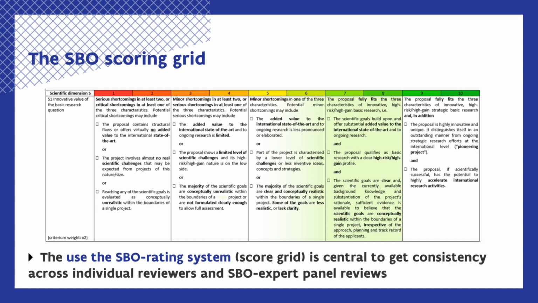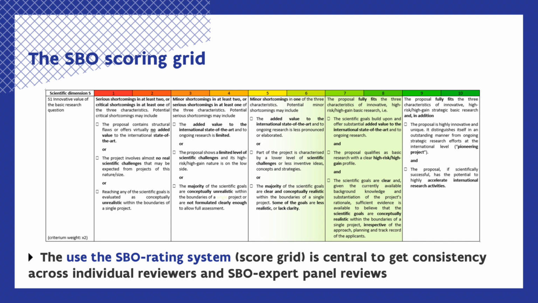Each of the aforementioned criteria is scored on a scale from 1 to 10, and a score of at least 6 is required on each of the criteria for the proposal to be eligible for funding. Central to a consistent scoring over all SBO projects is the SBO scoring grid available on the FWO SBO website. For each of the criteria, detailed descriptors delineate scoring bands and describe what is expected.